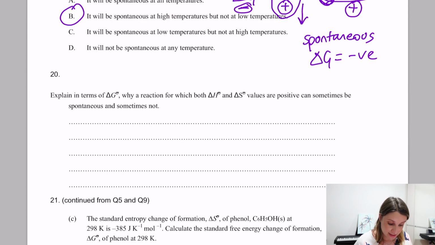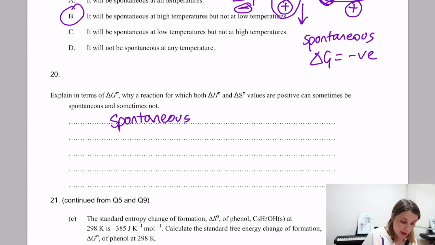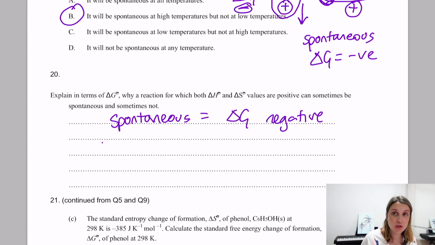Now question 20 is an almost identical question, but it asks you to explain, in terms of delta G, why a reaction where both delta H and delta S values are positive is sometimes spontaneous and sometimes not. You actually get a point here just for saying that spontaneous is where the delta G is negative. So make sure that you're stating the obvious in your questions.